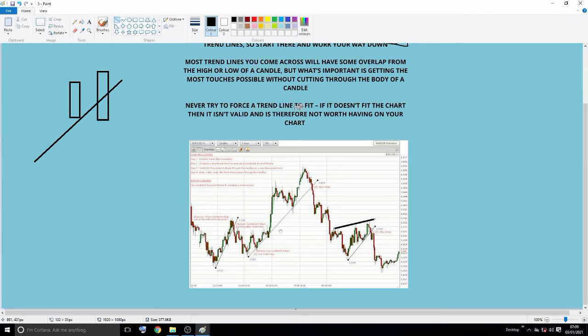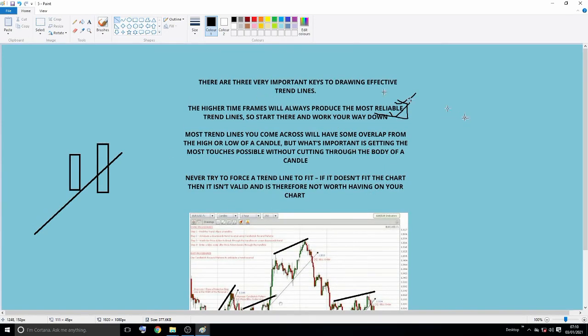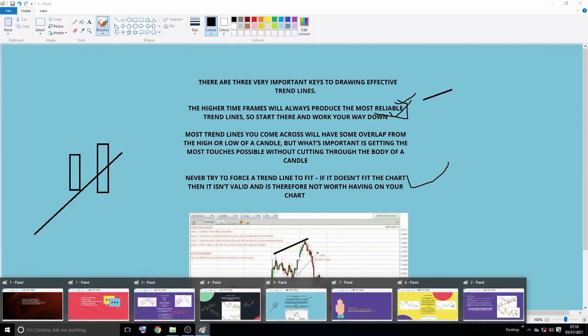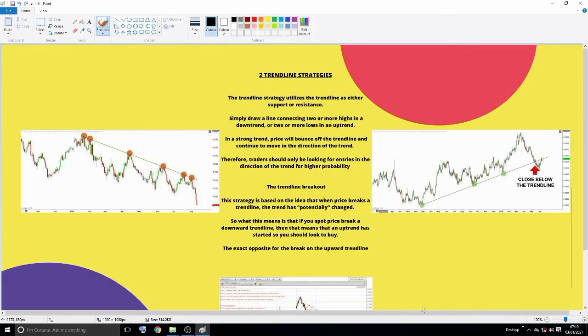Never try to force a trend line to fit. If it doesn't fit the chart, then it isn't valid. You can never force a trend line to fit on the chart. If it doesn't fit, it means you don't have a trend. Just leave that chart until it gives you a clear trend line. Don't force it. So important points: look for trend lines on higher time frames, and do not force trend lines. Never ever force a trend line. It will end in tears.